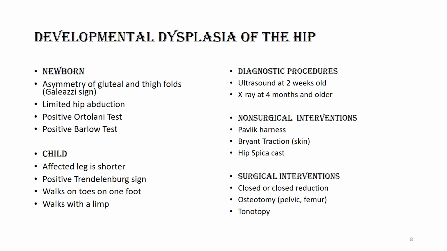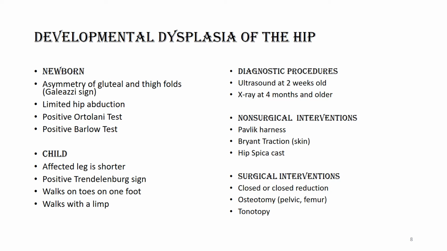The Ortolani and the Barlow is generally done until the end of the 3rd month, and after that, it's pretty inaccurate. You're going to be getting the clicking instead of the clunking, which is somewhat normal. So after 4 months or so, the child needs to be x-rayed to see if they have hip dysplasia. Usually, if you find this positive Ortolani and Barlow, an ultrasound will be ordered.